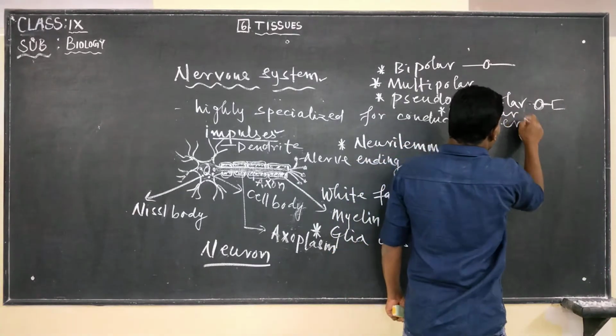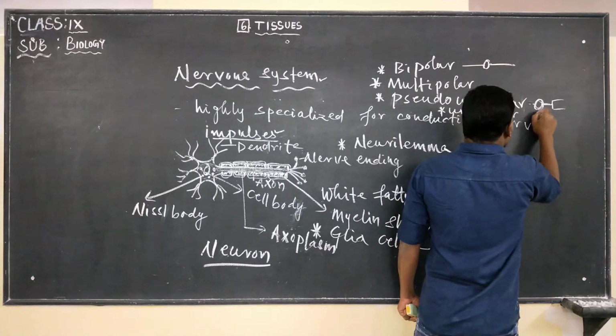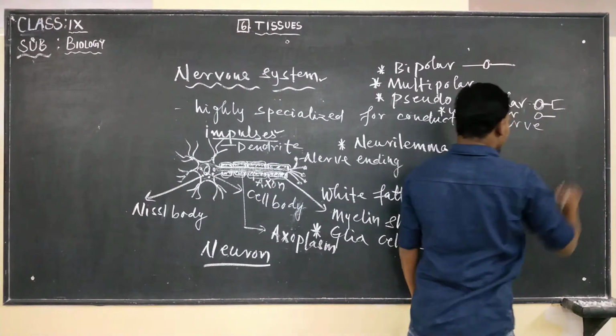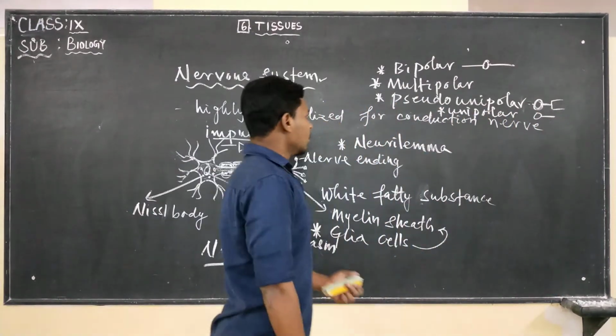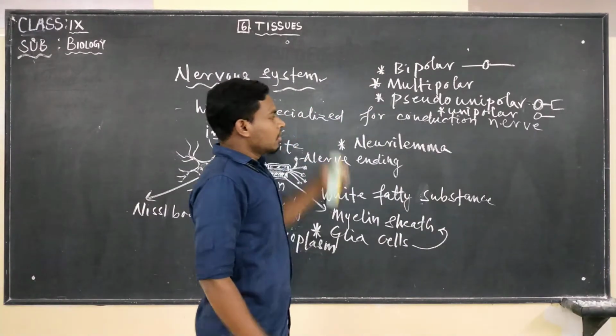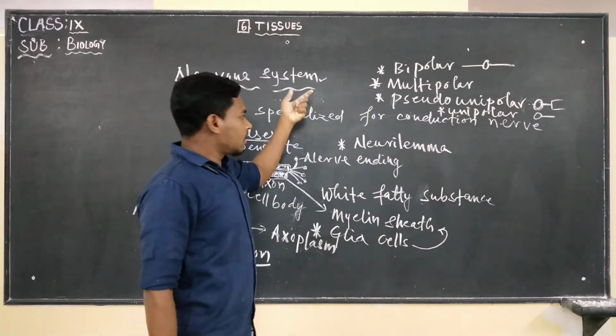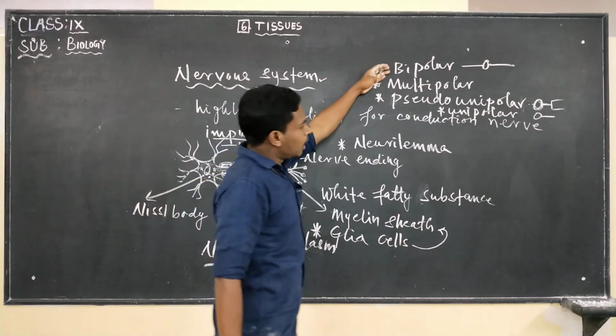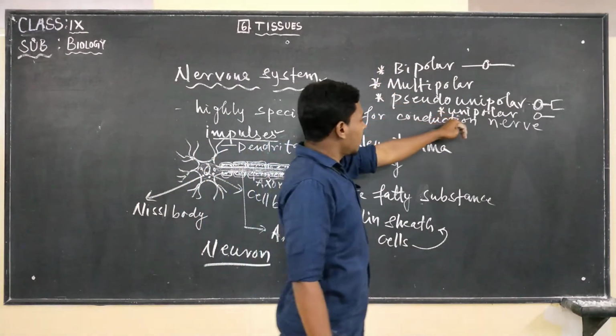we have unipolar. Okay, unipolar means what? Single axon and a single extension. So this is how the nerve cells are. Nerve cells are of various types. They are bipolar, multipolar, pseudo unipolar and unipolar.